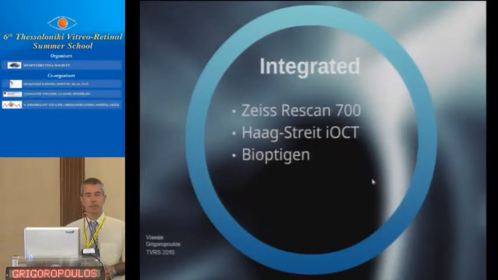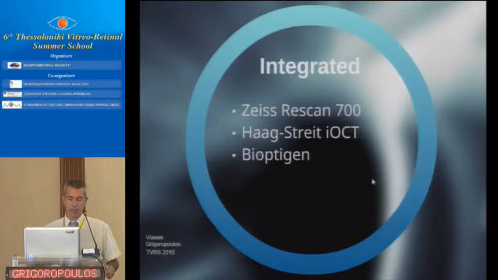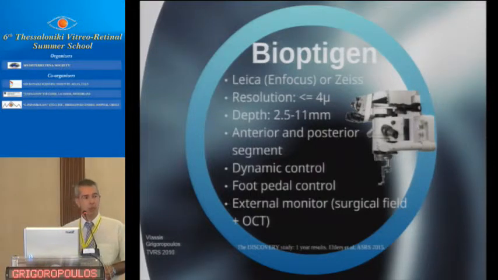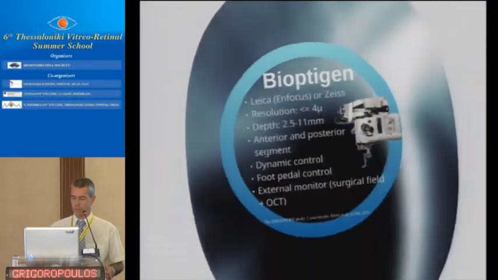Then we have a company, Bioptigen, which created an OCT for both the Leica and the Zeiss microscopes. For the Leica, it's called EnFocus, has a very high resolution of less than 4 microns, and has a depth of 2.5 to 11 millimeters. And it's so deep because it's using swept source OCT. That's why it's so fast and so deep. It can be used for anterior and for posterior segment. You can have dynamic control through the foot pedal, and this one also has an external monitor where you have the surgical field plus the OCT pictures.